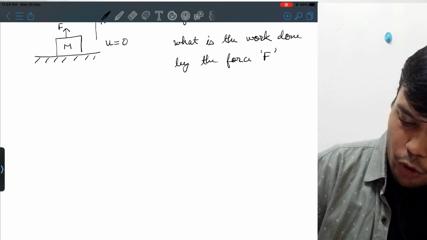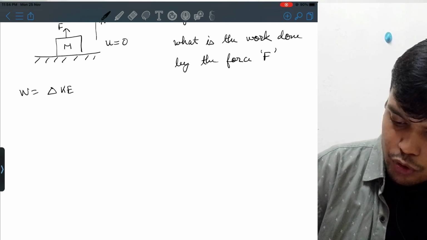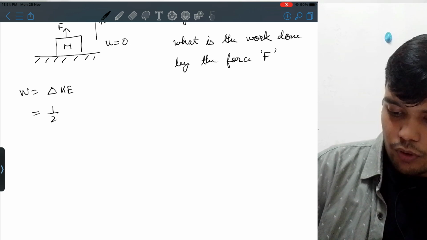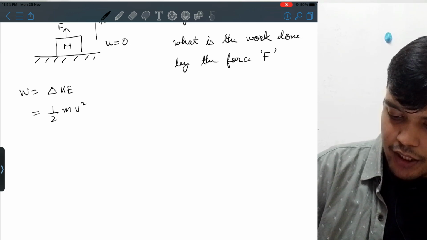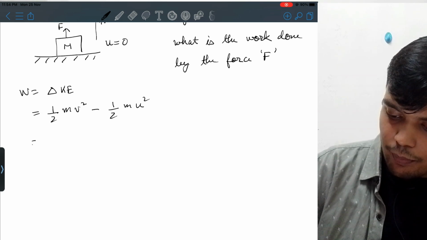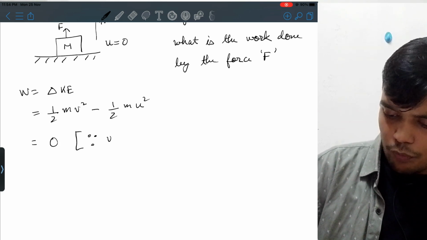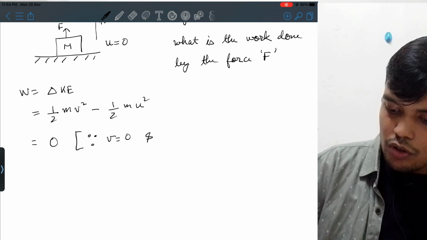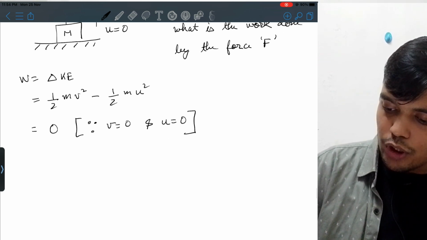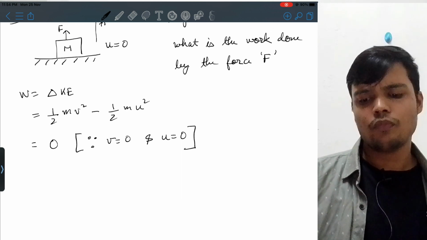So according to the work energy theorem, work done is equal to change in kinetic energy. Therefore, change in kinetic energy is equal to half m v square minus half m u square, which will obviously be 0, since v is equal to 0 and u is also equal to 0. Therefore, the work done is equal to 0.